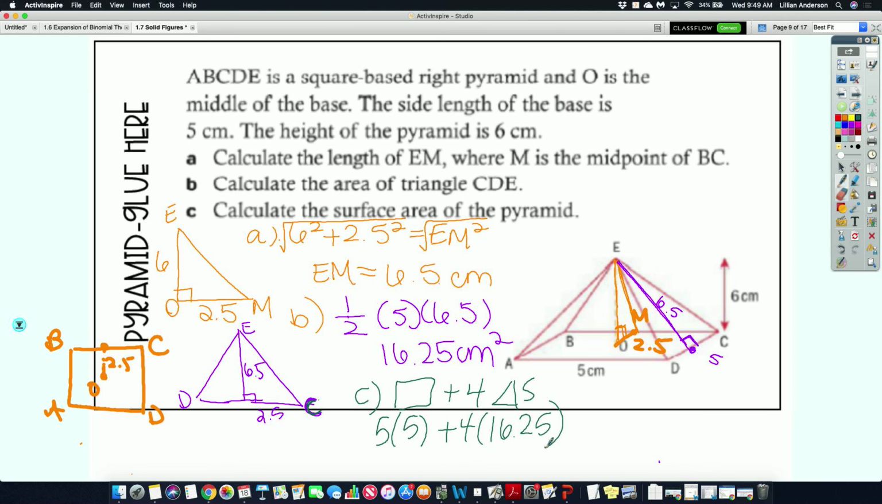What do you get? 90 centimeters squared.